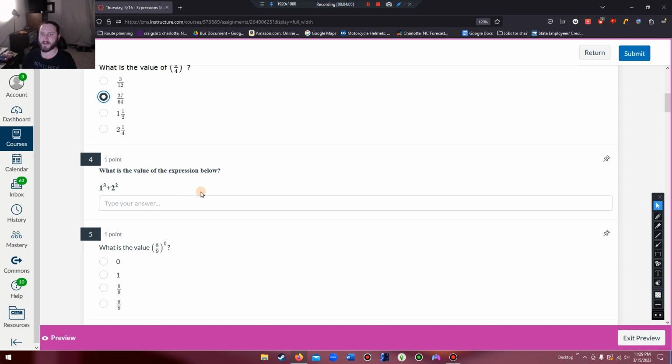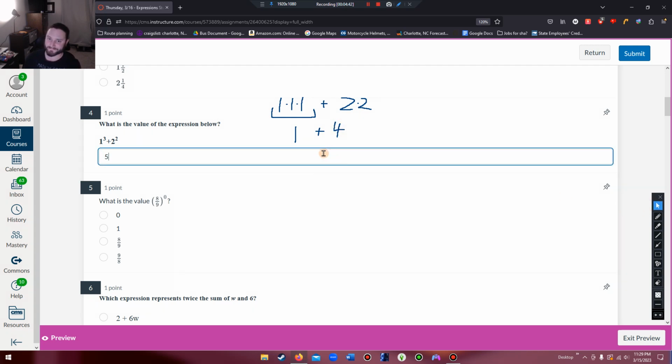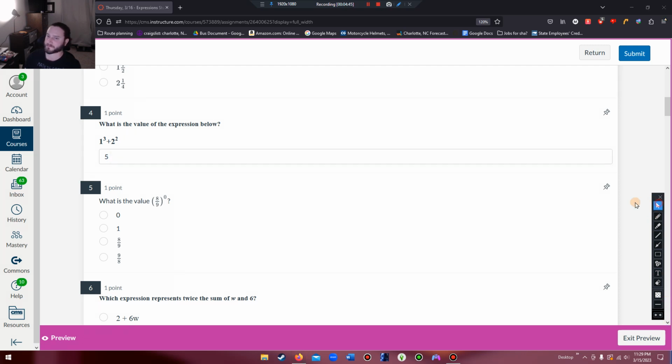Number 4, what is the value of the expression below? Not multiple choice. There are quite a few of these on the test tomorrow. What is the value of this expression? So this is 1 to the third power, so that is 1 times 1 times 1, plus we have 2 to the second power. That is 2 times 2. So let's do this multiplication first. What's 1 times 1 times 1? Should just be 1. Doesn't matter how many times I multiply 1 by 1, it's always going to be 1. And then 2 times 2, that's going to give me 4. The whole problem boils down to 1 plus 4. It's just going to be 5.